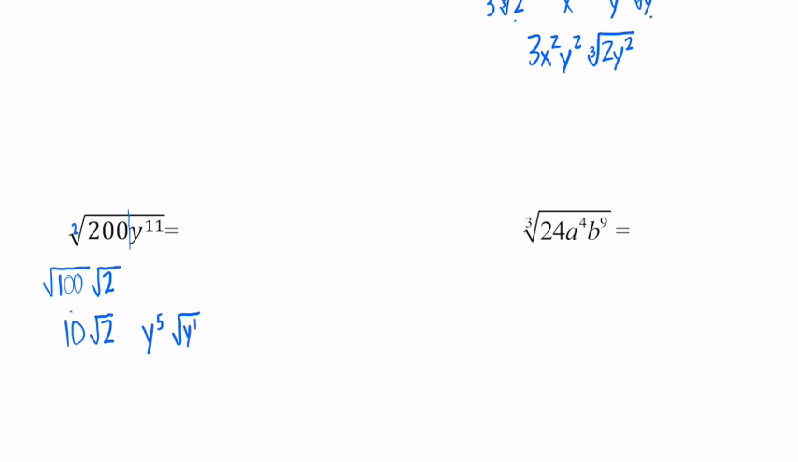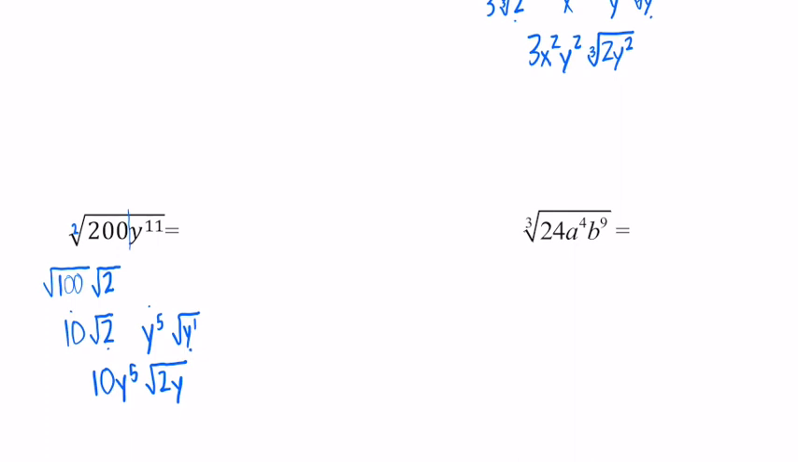And now we take the portions that aren't under a root and put them together at the front. 10 y to the 5th. We take the portions that are under a root and we put them together under one root. Square root of 2y.